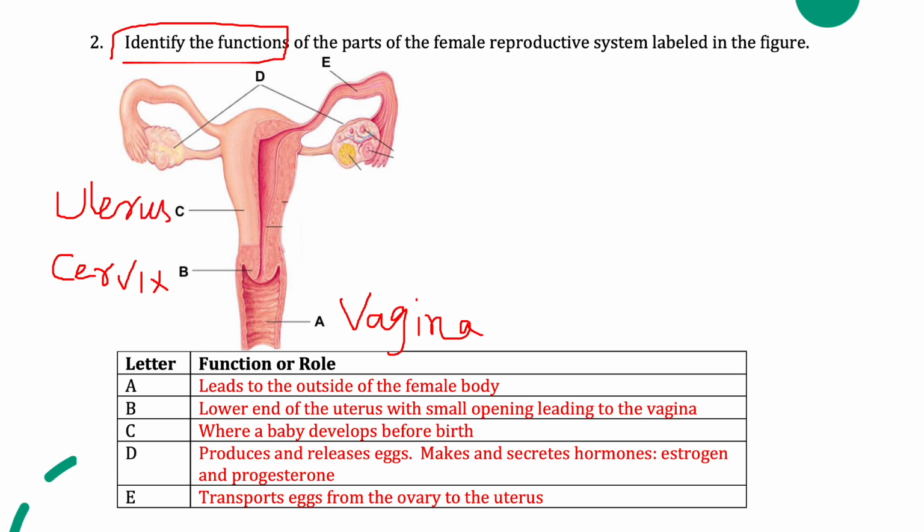Okay, where the baby is developed until the birth. D is definitely known to everyone. These are known as the ovaries, which release the egg, and E is the fallopian tube. So there is another name. Try to think of it. What is the other name of this tube?